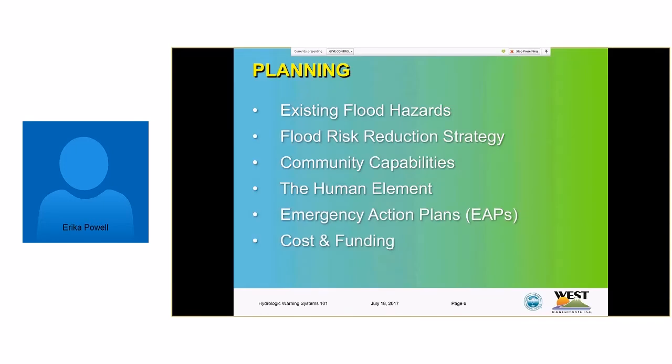On the planning side of things, we need to identify our existing hazards, figure out some sort of risk reduction strategy, understand what the community's capabilities are. Human elements are extremely important in understanding response to a developing emergency. The all-important emergency action plans, and of course cost and funding issues down the road.